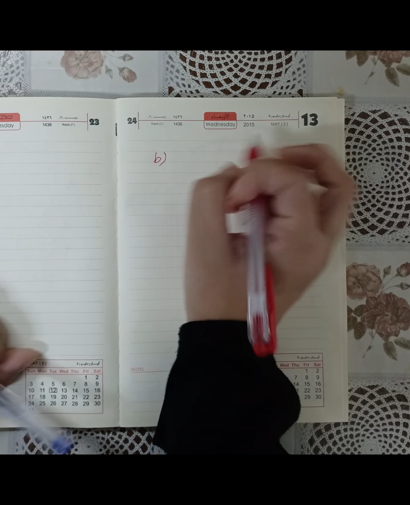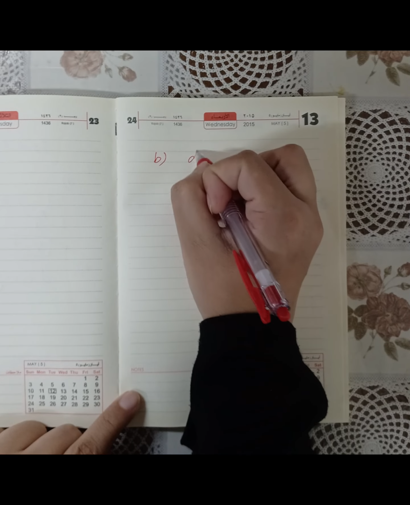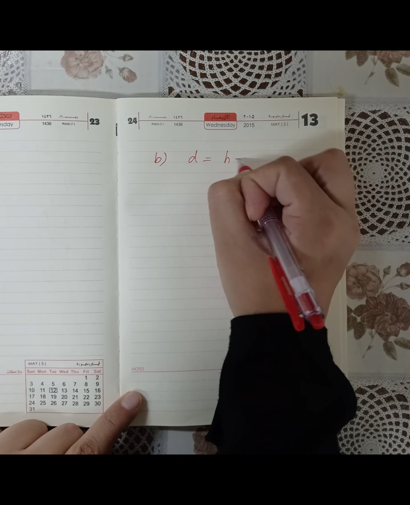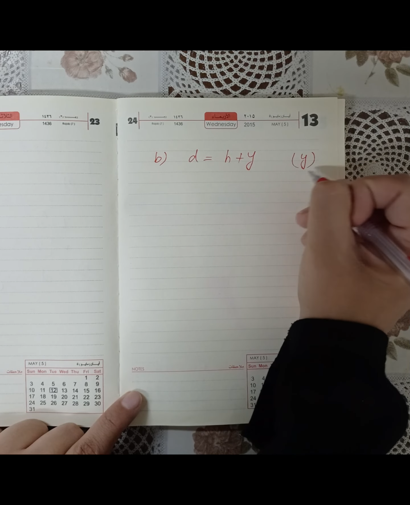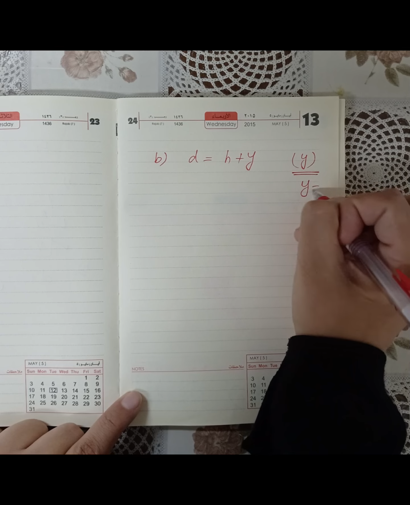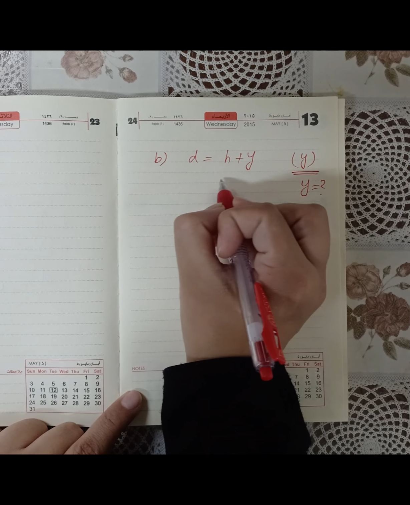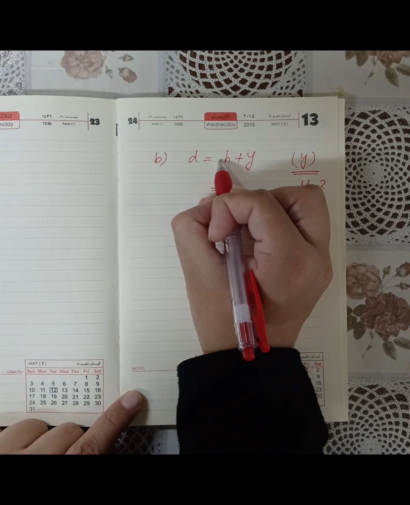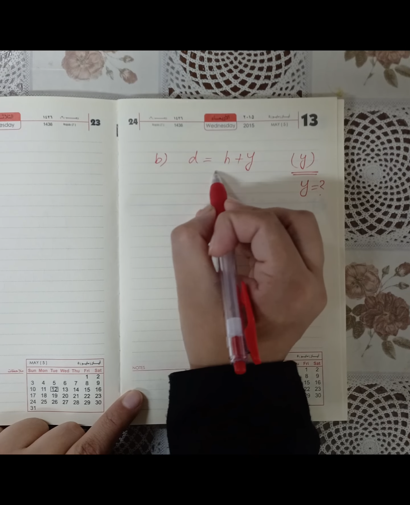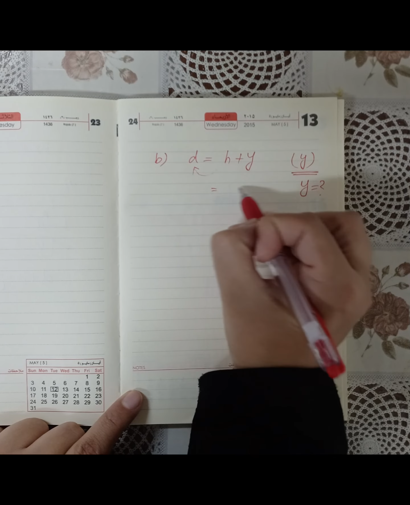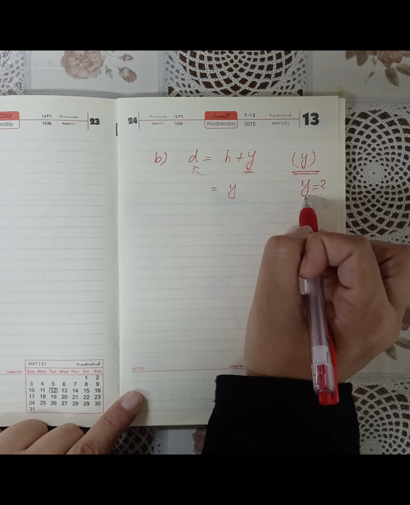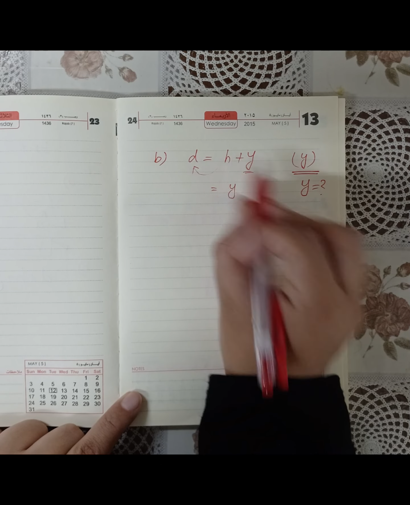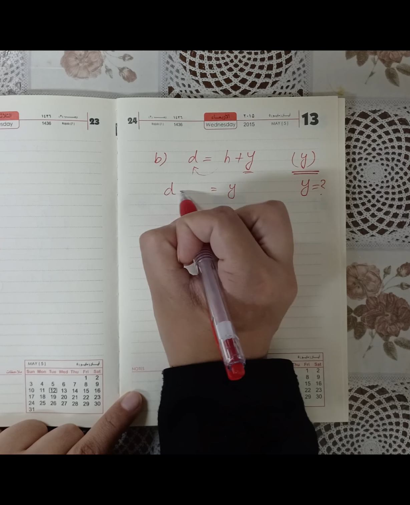Similarly, part B is d equals h plus y. How can I find the letter in the bracket, that is y? The h that is being added here will go to the other side and it will subtract. So I can get y. Whatever I want to find, I have to separate that from the other variables or letters.